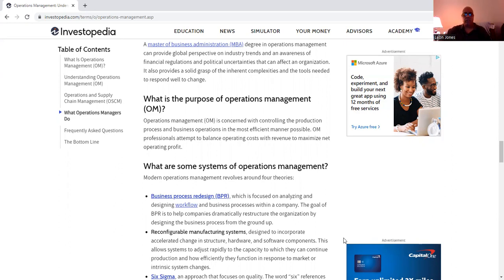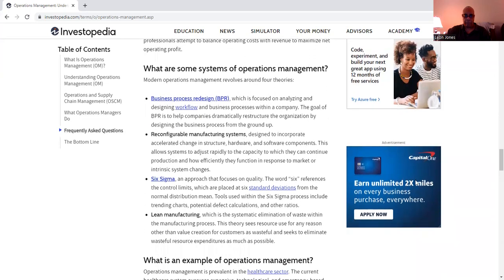Now we get into the systems of operations management. And the modern operations management revolves around four theories. BPR, which is business process redesign, which is focused on analyzing and designing workflow and business processes within the company. See, the goal of BPR is to help companies dramatically restructure the organization by designing the business practices from the ground up.